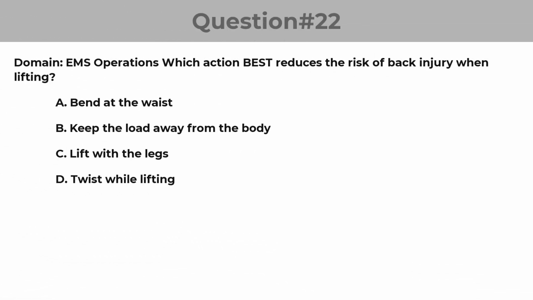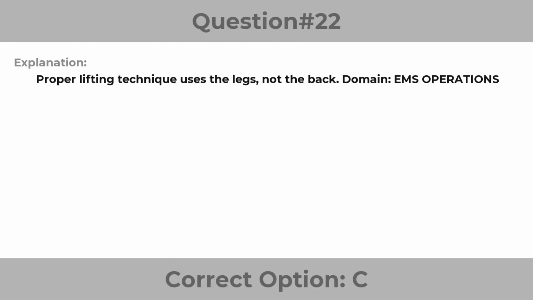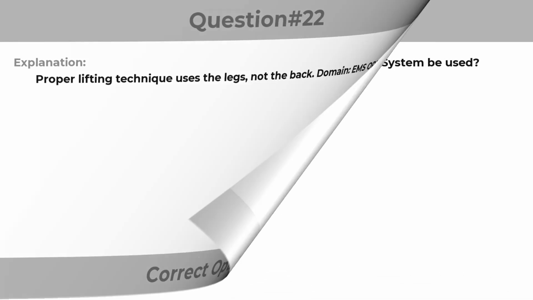Question 22. Domain, EMS operations. Which action best reduces the risk of back injury when lifting? A. Bend at the waist. B. Keep the load away from the body. C. Lift with the legs. D. Twist while lifting. Correct answer C. Explanation: proper lifting technique uses the legs, not the back.